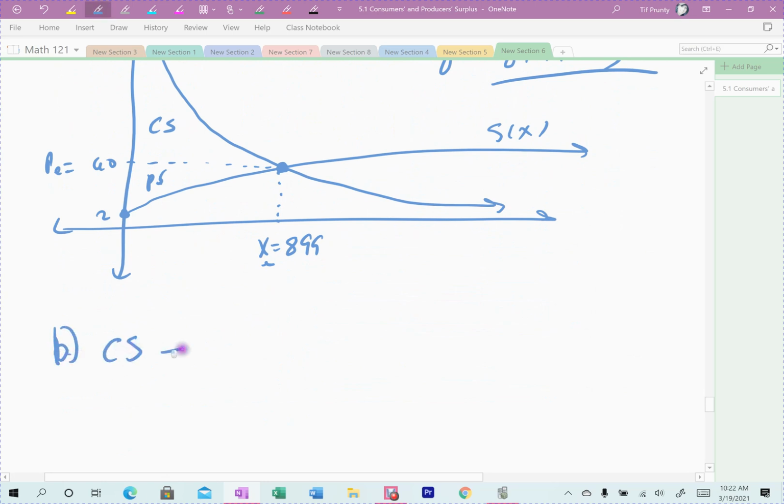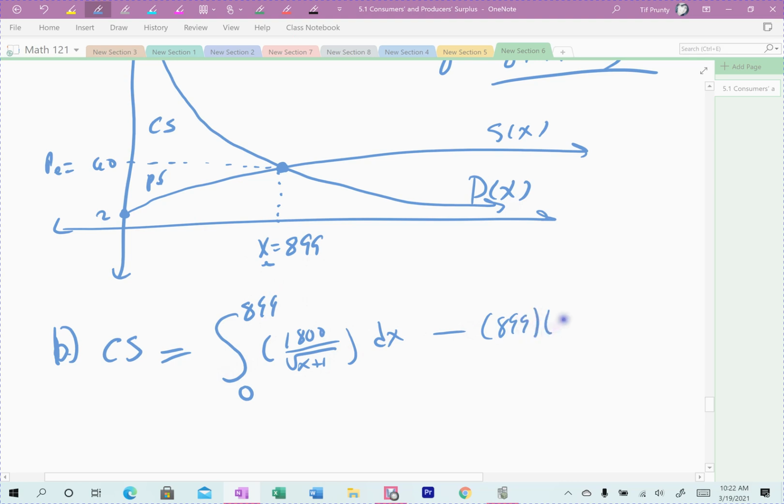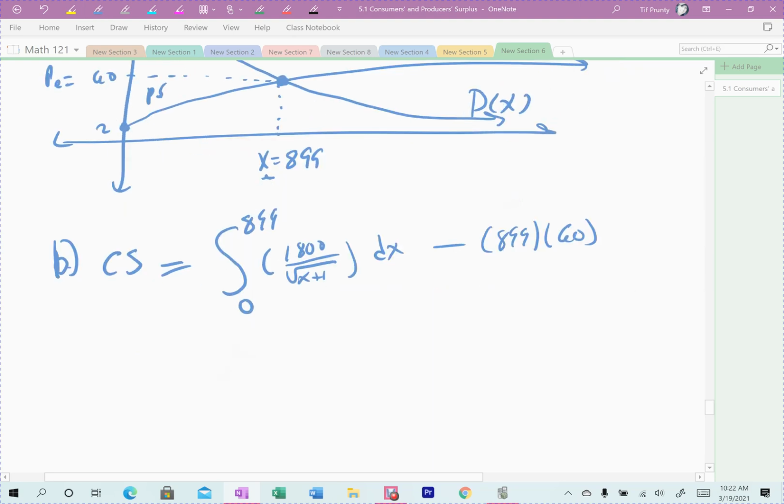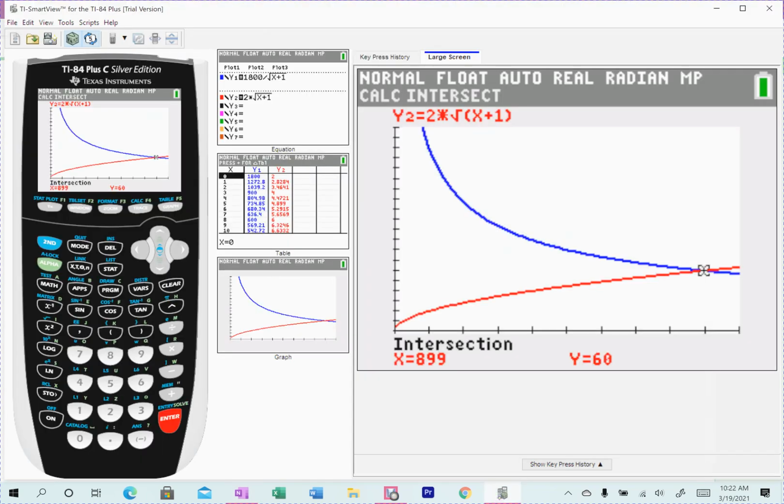Consumer surplus first. Remember, consumer surplus is the area under the demand curve from 0 to 899, to my equilibrium point. My demand curve was that 1800 divided by the square root of x plus 1, minus 899 times 60. That's my revenue, that box: 899 times the 60, that's the equilibrium point. And again, this one you actually have to find on your graphing calculator. So I'll go back to my graphing calculator. I want to find the area under the blue curve.